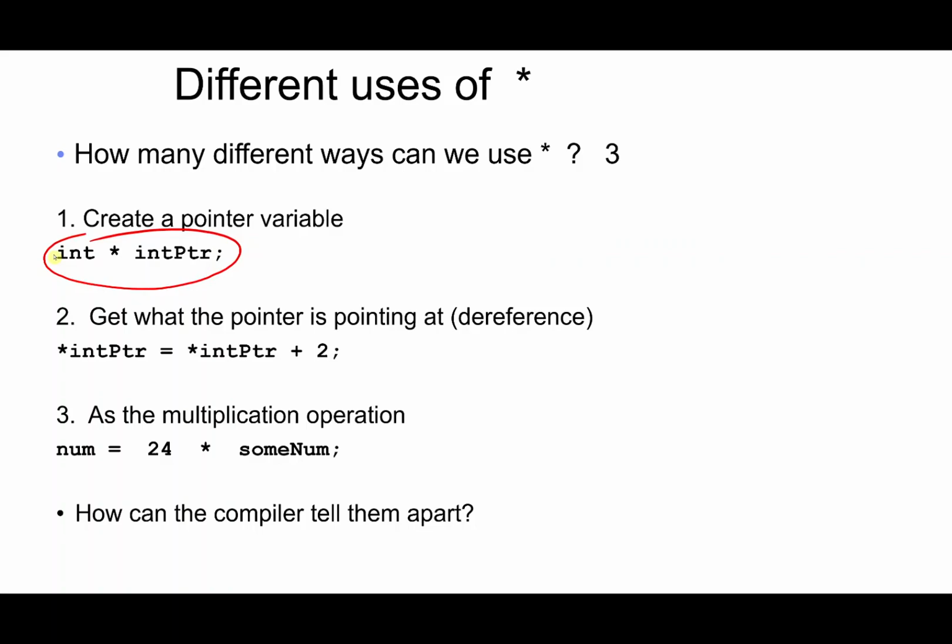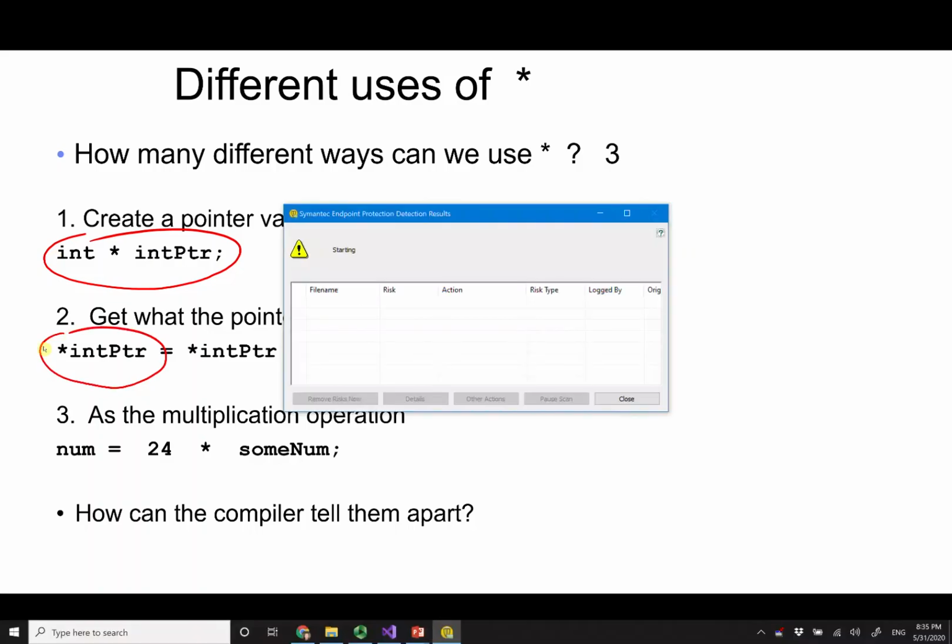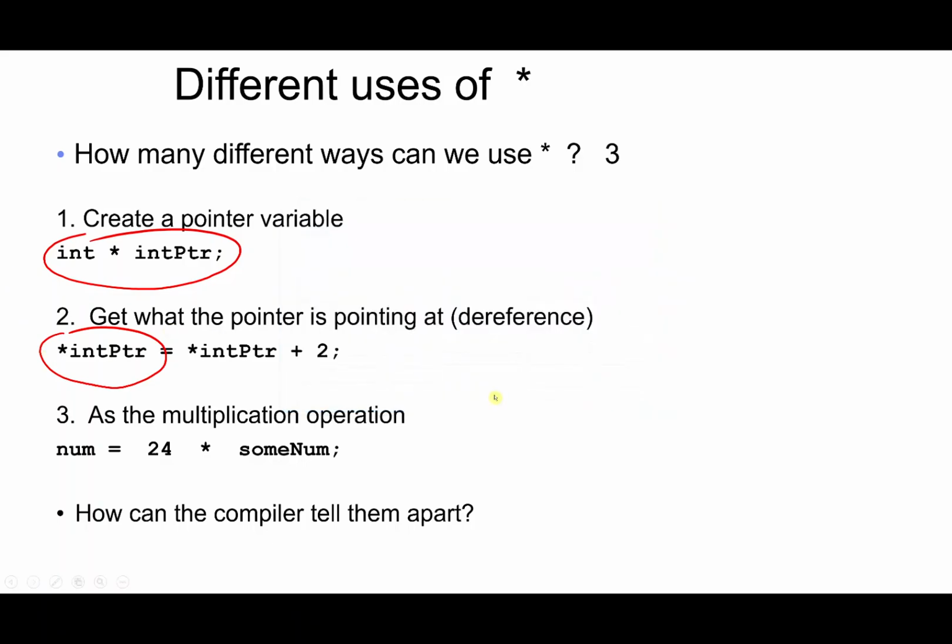And to get what the pointer is pointing at, you dereference the pointer like this. And this other use is the multiplication operation: num equal 24 times some num. So the compiler now is going to deal with this as multiplication. How can the compiler tell them apart? Basically by the position of each asterisk.